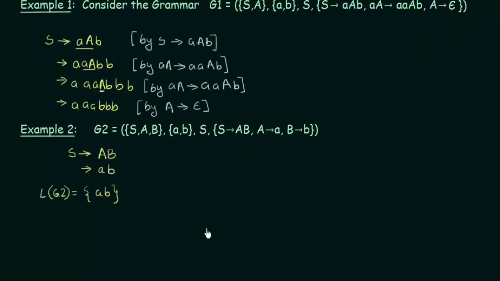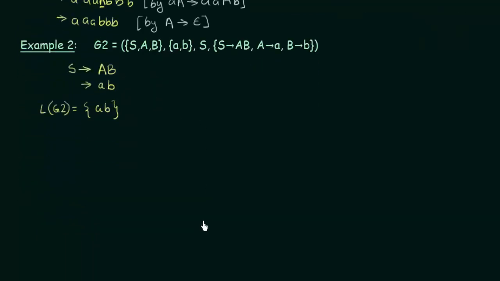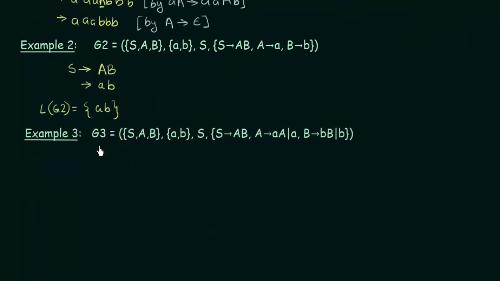Okay, so let us see another example now. Here we have another example, grammar G3, which is given like this. These are the non-terminal symbols, these are the terminal symbols, S is the start symbol, and we have production rules which say S gives AB, A gives AA and also small a, and B gives BB and also small b. So let us see what strings can be formed from this grammar G3.